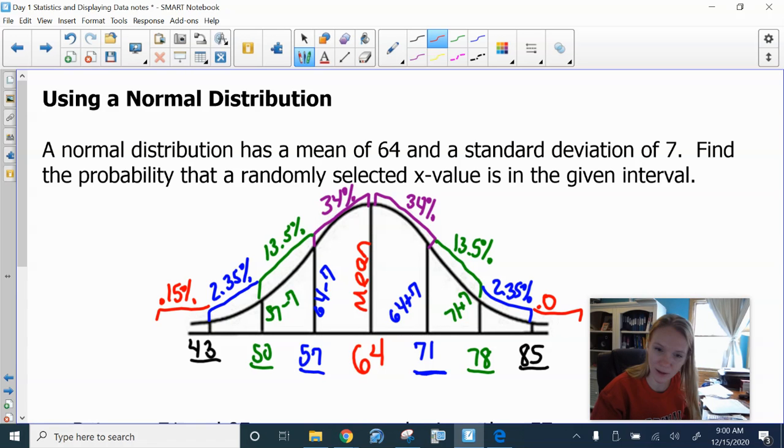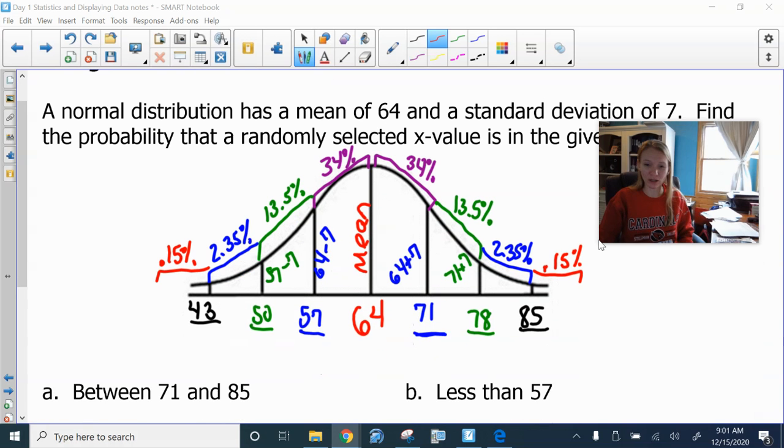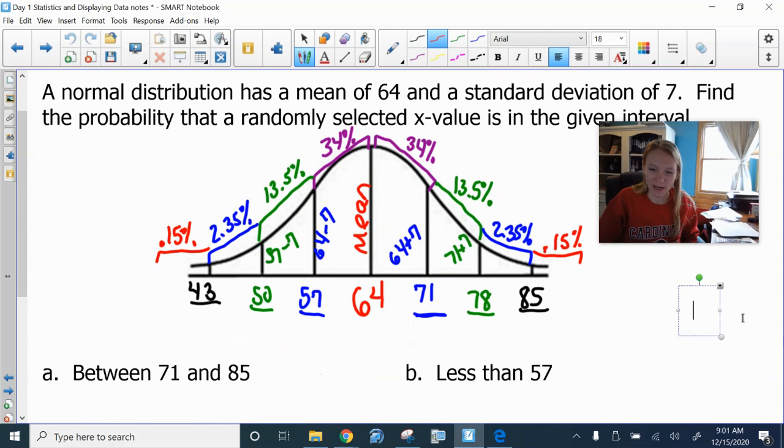Oops, I put my decimal point in the wrong spot. Hold on. Because I don't really need the 0. 0.15%. So that's kind of how it always will look with those percentages.